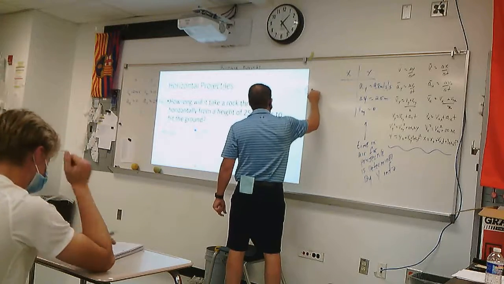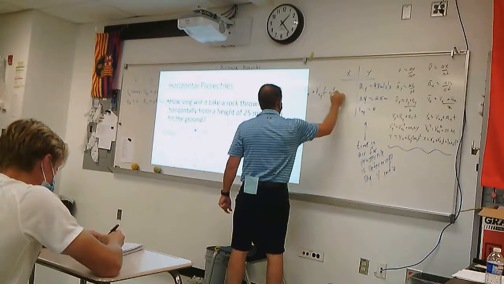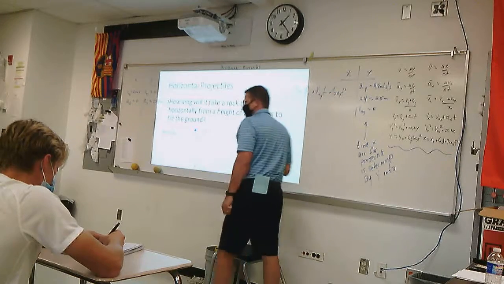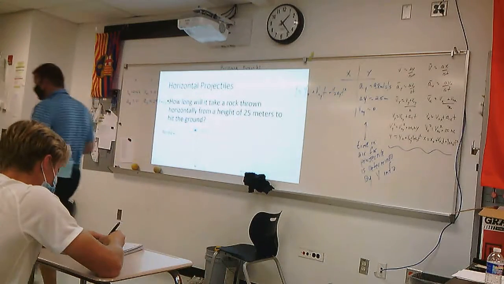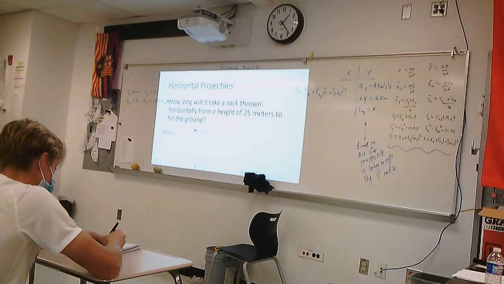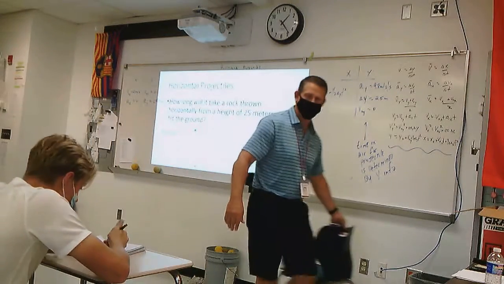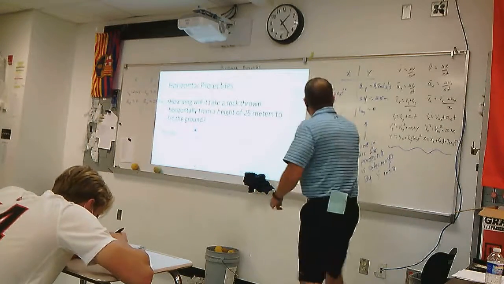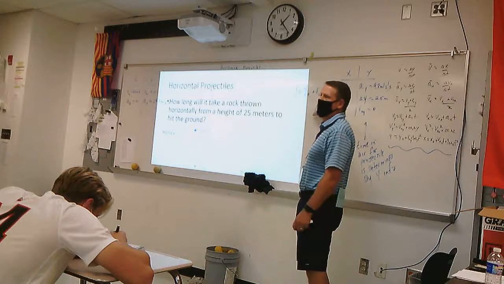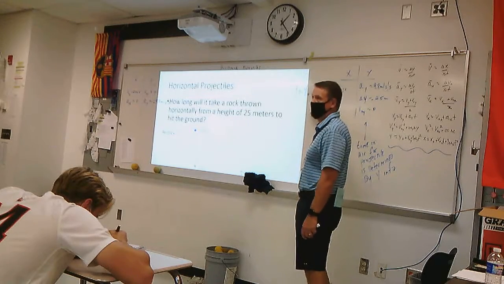y equals y sub 0 plus v initial y times t plus 1/2 ay t squared. So we've got to work to get an expression that says t equals. We got to do our algebra. And we got to have an understanding of what's going on in order to do that algebra. Okay? What's the value of the initial y velocity? 0.